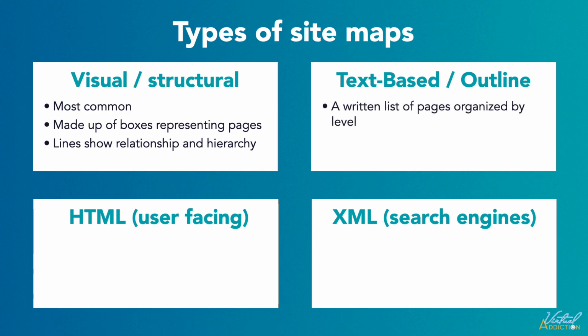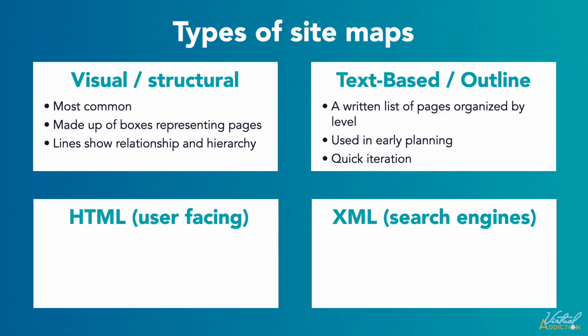Text-based or outline sitemaps are a written list of pages organized by level. They are often used during early planning, for simple sites, or when you need to iterate quickly. Even without visuals, they still clearly define structure and relationship.